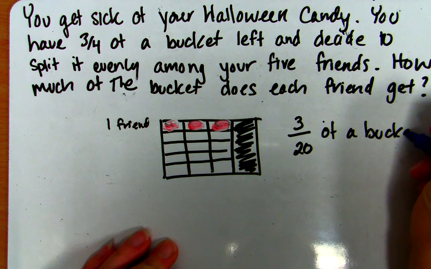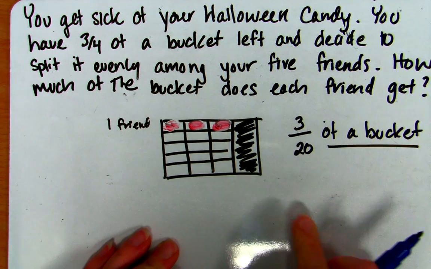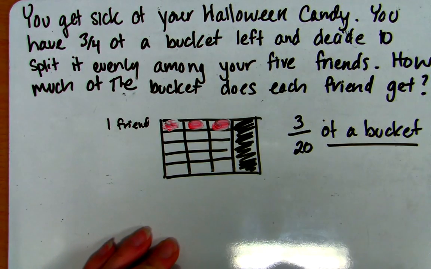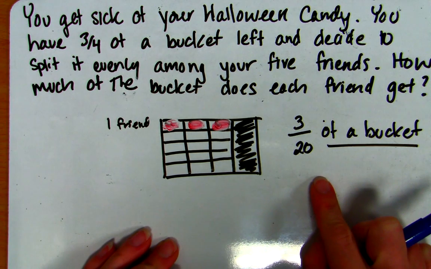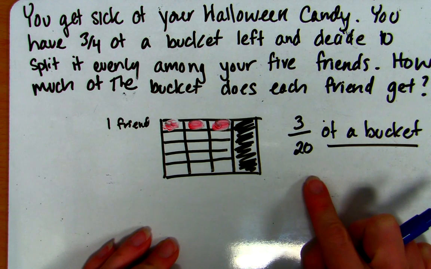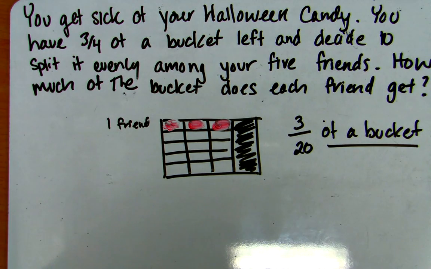Remember, no naked answers. You need to know what this number actually represents in your problem. So does this make sense based on our estimate? We said it should be a number that's quite a small fraction, and 3/20ths is quite a small fraction. So this number makes sense.